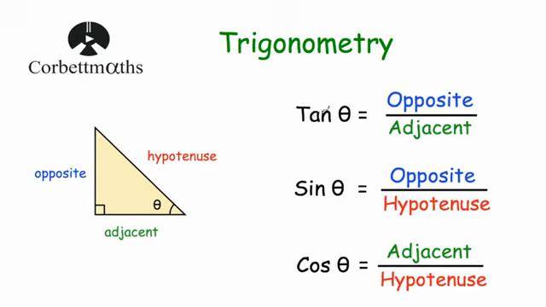I like to remember "Two old angels skipped over heaven carrying a harp." And that helps me remember the trig ratios. Two old angels skipped over heaven carrying a harp. So those mnemonics can help you remember the trig ratios. And as I said, it's very important that you know them.